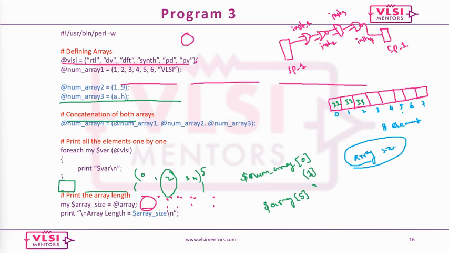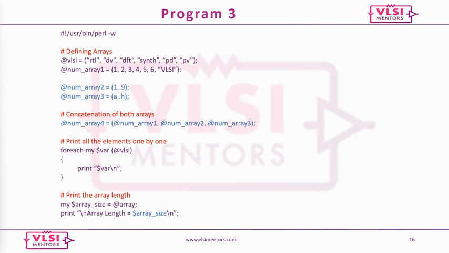Okay, the next one. Now let's learn a little more about the array part. As usual, the first line contains your compiler path. How do we define the array? As I mentioned in the previous slide, instead of defining it individually, you could have used qw and put all the things together. That is one way.